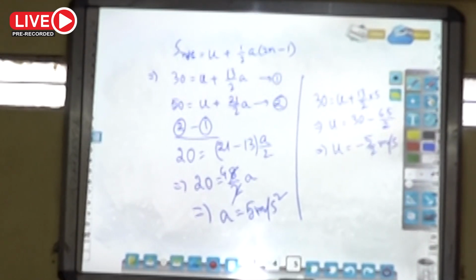So initial velocity and acceleration are oppositely directed in this problem. Okay. So this is a simple calculation, because after preparing the equation 1 and 2, rest of the thing is simply simultaneous equation solving, nothing else.